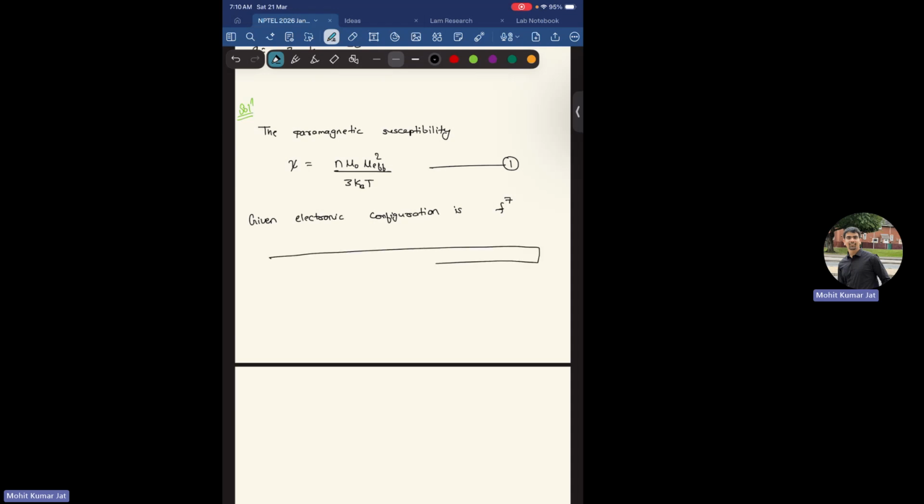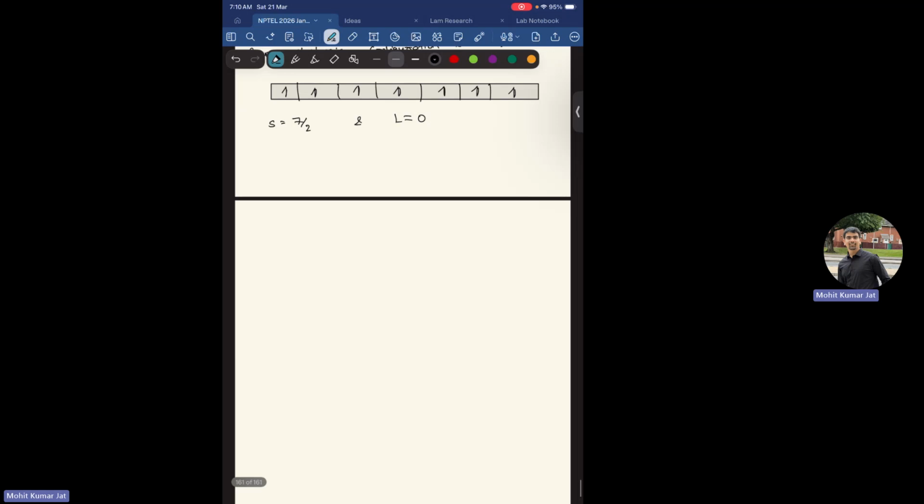So your cell is like this, with all the spin of the f electrons giving S to be 7/2 and L to be 0, and this gives J equals L plus S, also 7/2. So now we know J, L and S.